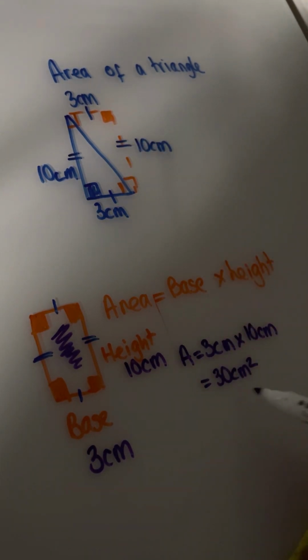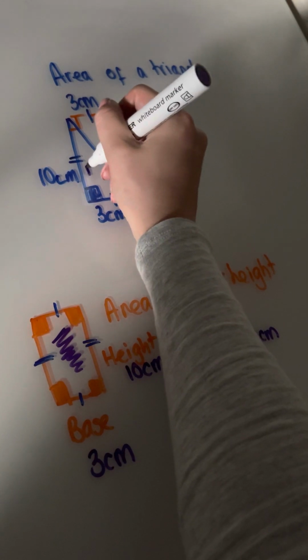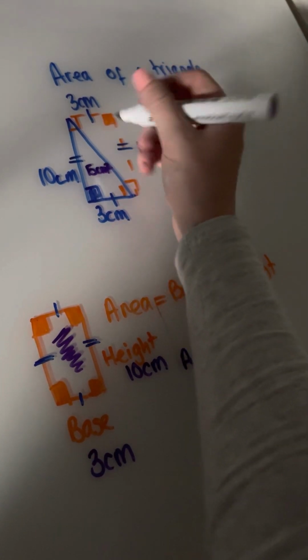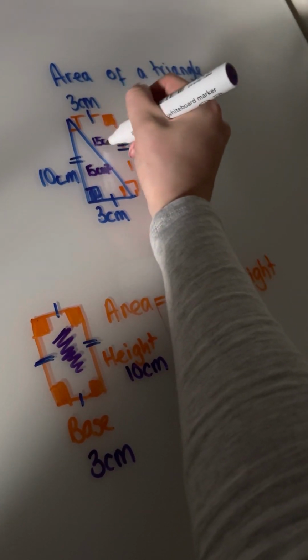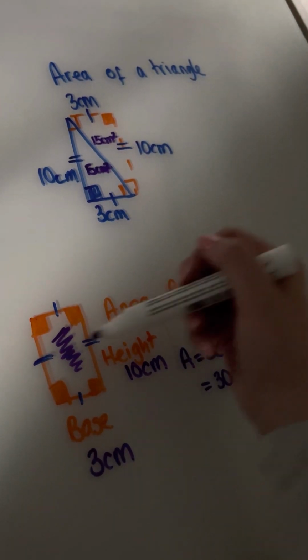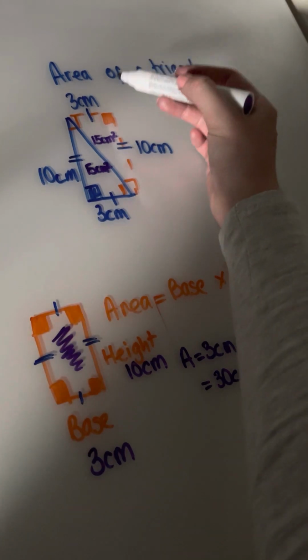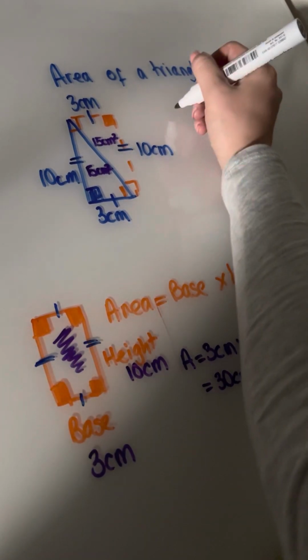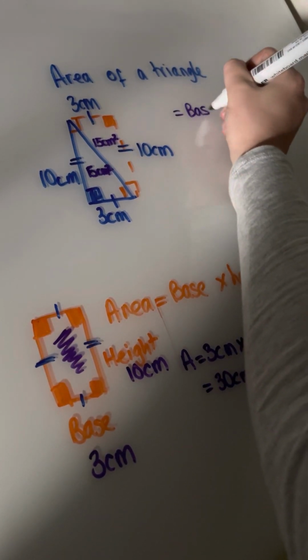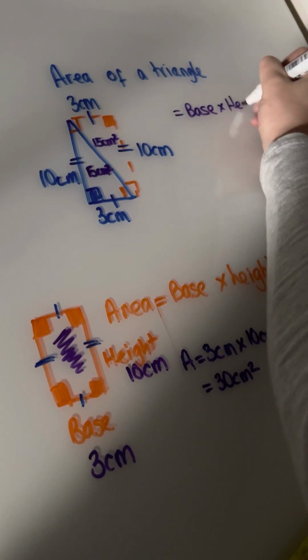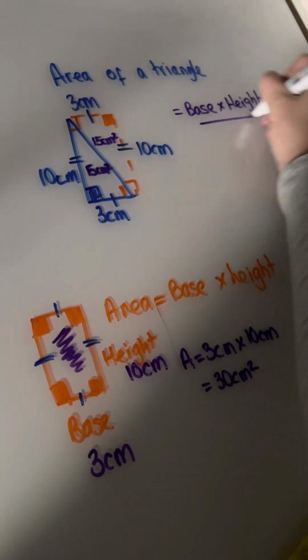So if I half 30 centimetres squared, that would give me 15 centimetres squared. So I know this must be 15 centimetres squared, and here must be 15 centimetres squared, so that the whole total is 30 centimetres squared. So that means the formula for the area of a triangle equals base multiplied by height, all divided by 2.